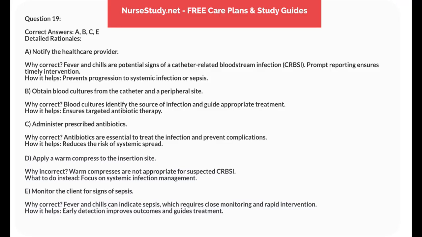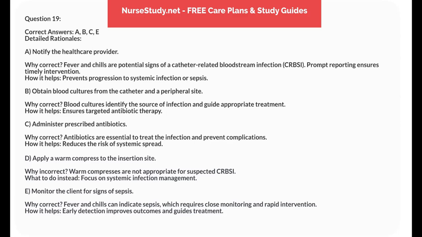Detailed rationales. A. Notify the healthcare provider. Why correct? Fever and chills are potential signs of a catheter-related bloodstream infection, CRBSI. Prompt reporting ensures timely intervention. How it helps: prevents progression to systemic infection or sepsis.